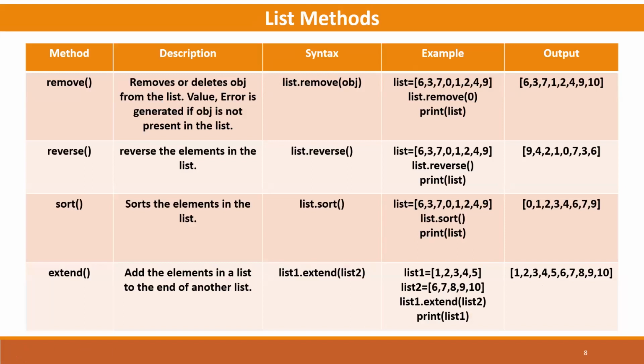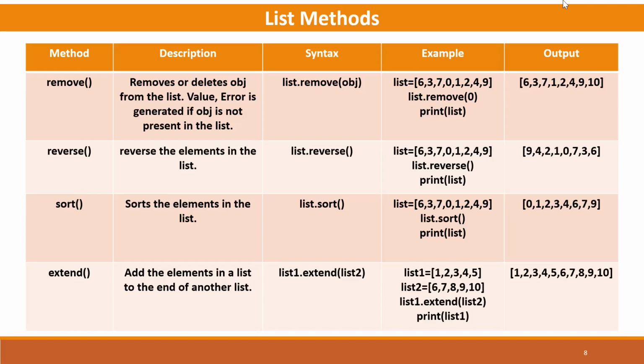Remove function removes or deletes that particular object which you passed as a parameter, and gives an error if the object is not present in the list. So that is the task of the remove function. Say remove 0. Remove 0. Okay. So another thing I must discuss in this regard is the remove function.